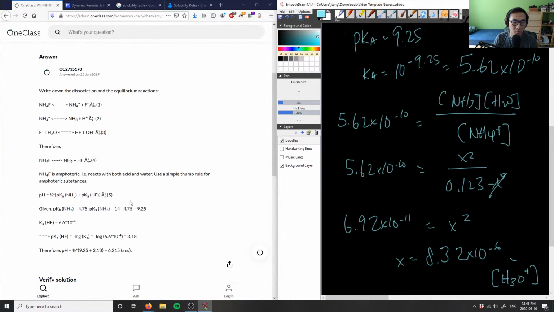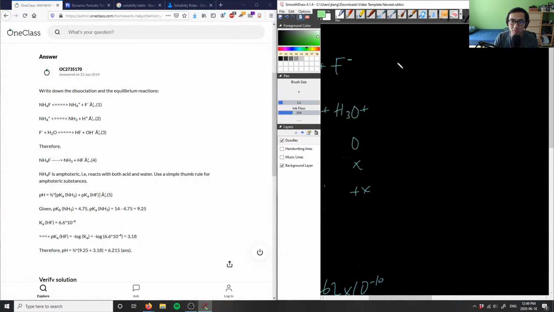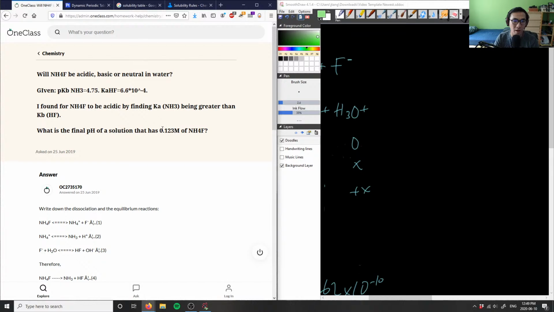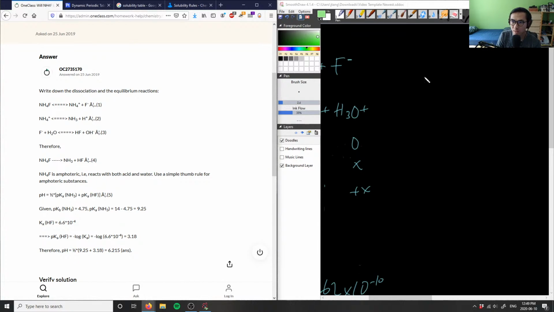So I think that's why they wrote half, because it's halfway of both sides, but I think that might work as well. So let me look at the solution. I think that this equation actually holds because it's an amphoteric substance. So that's why I don't actually care about the concentration here. So I believe that equation actually will hold for amphoteric substances.